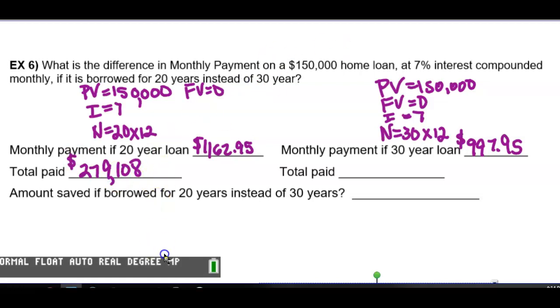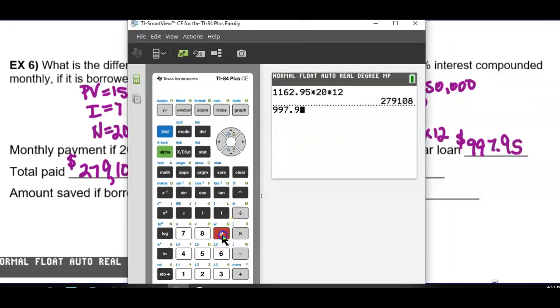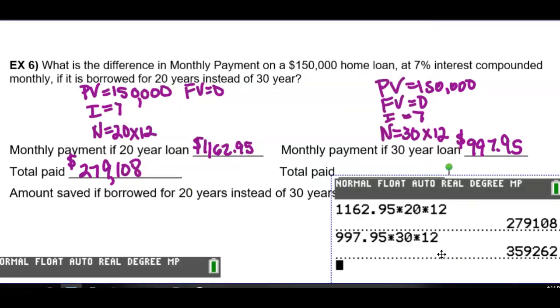Now that seems like a lot, but this is even worse. If you paid $997.95 times 30 years of monthly payments, you paid $359,262 for your house.